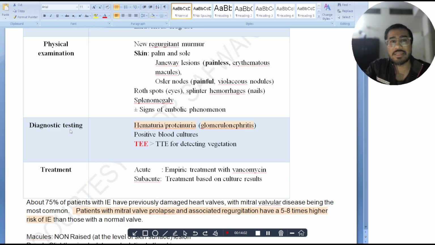So diagnostic testing, I told you, echocardiogram is going to show the vegetations. That's the high yield one. And the second one, you do a blood culture, and if the culture grows an organism, that is also indicative. So what is the treatment? For acute, empiric antibiotic treatment with vancomycin, and for subacute, treatment based on culture results.